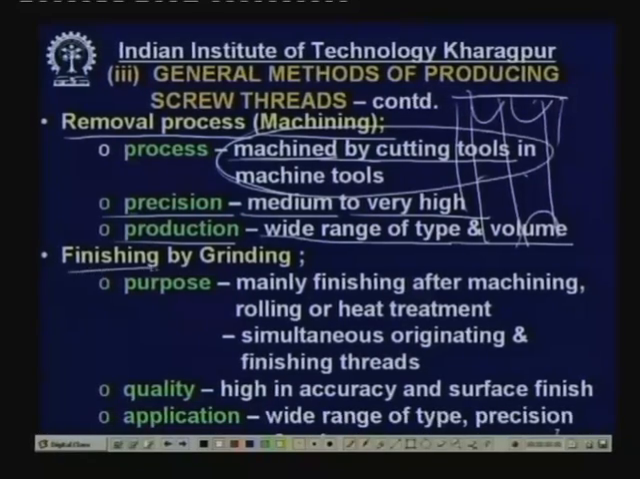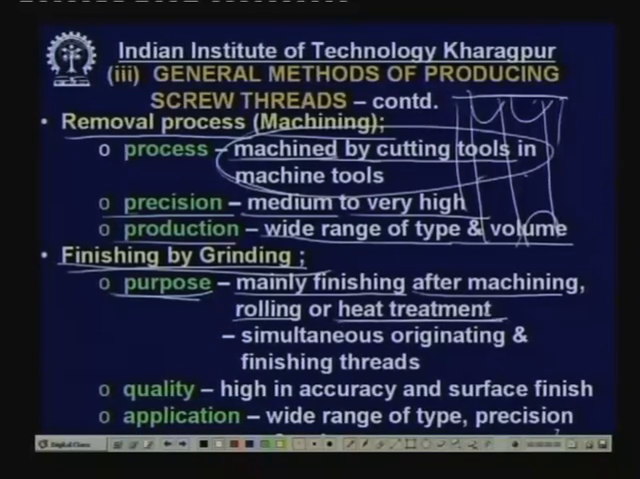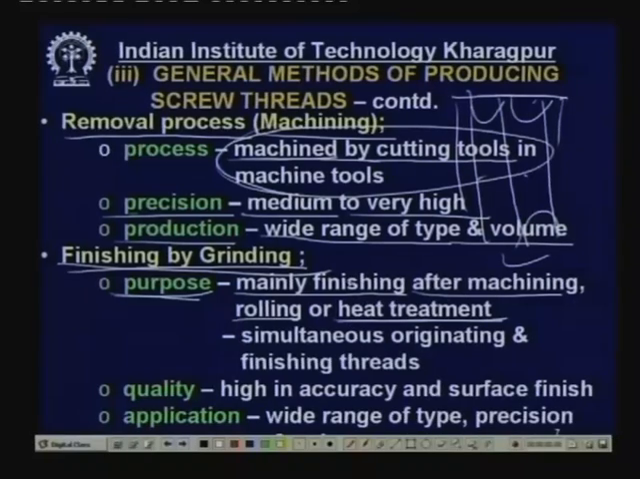Now, finishing by grinding. What is the purpose of grinding? Mainly finishing after machining or rolling or heat treatment, because after heat treatment it becomes so hard that rolling and machining cannot do anything, only grinding will serve the purpose. Even after machining or rolling, if we do not do heat treatment, then finishing may be required for functional requirements, and that will be done. Finishing means dimensional accuracy and surface finish by form accuracy by grinding.